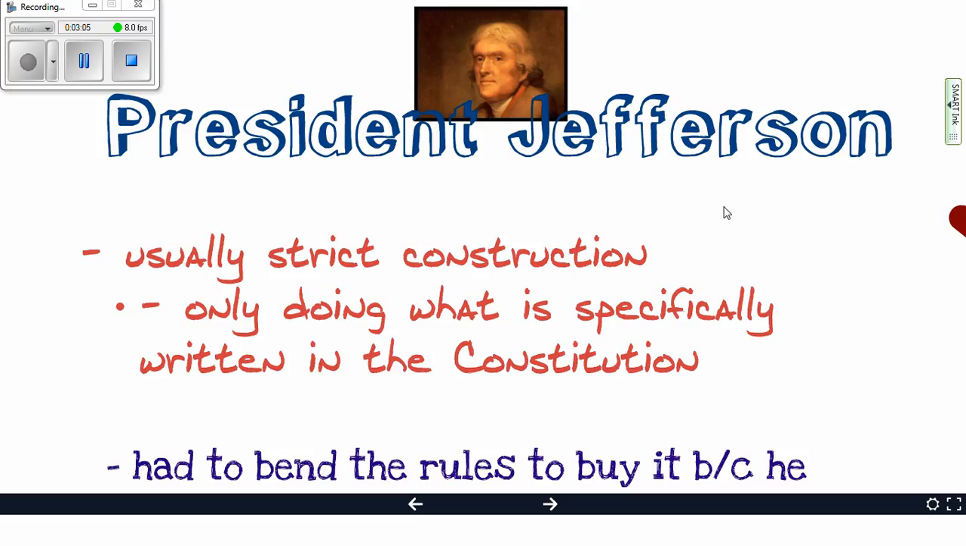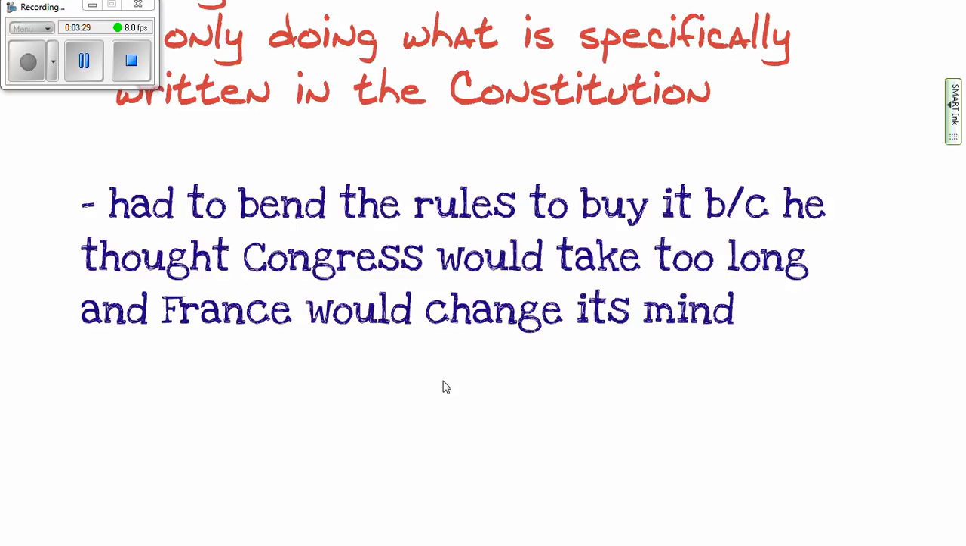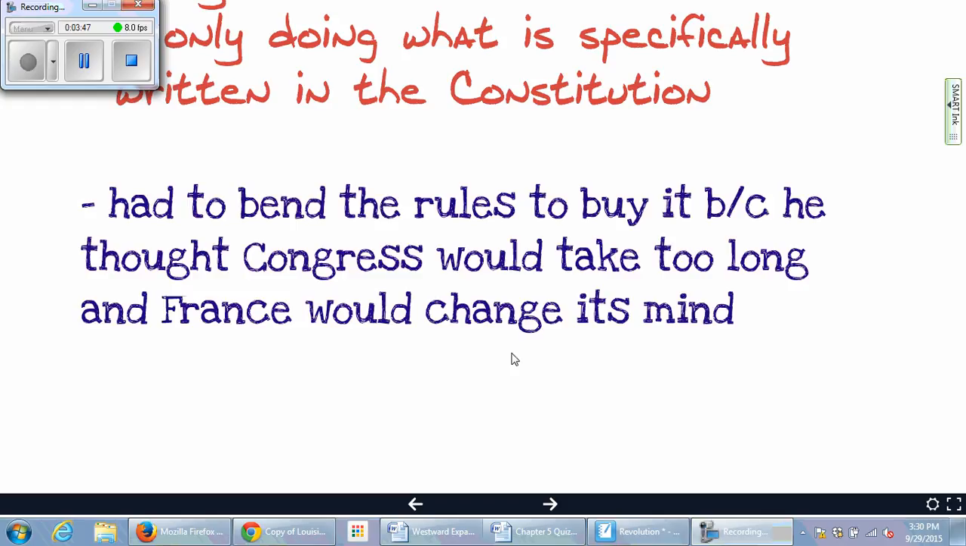However, there is nothing in the Constitution that allows the president to buy land. Technically, that's Congress's job. However, he did not want to go to Congress because he knew that Napoleon, being a dictator, could very easily change his mind. He was worried that if he went to Congress, they would take so long debating it and deciding on it that Napoleon would just change his mind. So he gave up his beliefs a little bit because he knew that buying this land was in the best interests of the country. If you need to pause the video and write anything down, feel free.